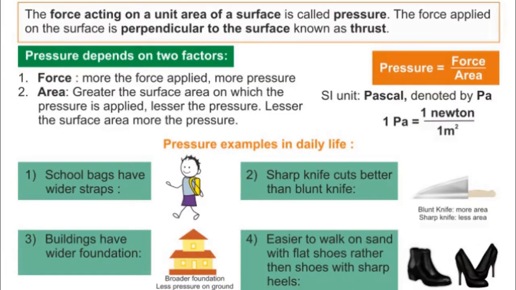Pressure. The force acting on a unit area of a surface is called pressure. The force applied perpendicular to the surface is known as thrust. Pressure depends on two factors. Force: the more the force applied, the more the pressure. Area: the greater the surface area on which the pressure is applied, the lesser the pressure. The lesser the surface area, the more the pressure.